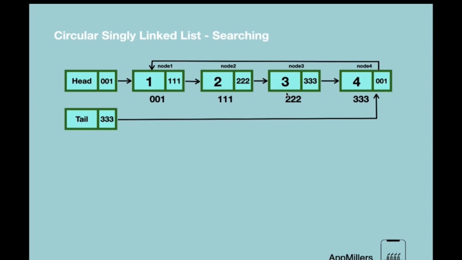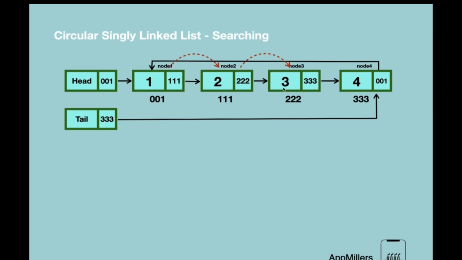Let's say we want to search for a value of 3, which is located in node 3, so we'll start from the first node. We will check if this is the value that we are looking for. If it is not, then we continue to the next node. Once again, we check if this is the value that we are looking for or not. We see that we are looking for 3, but in this case it's 2. So we will continue to the next node.